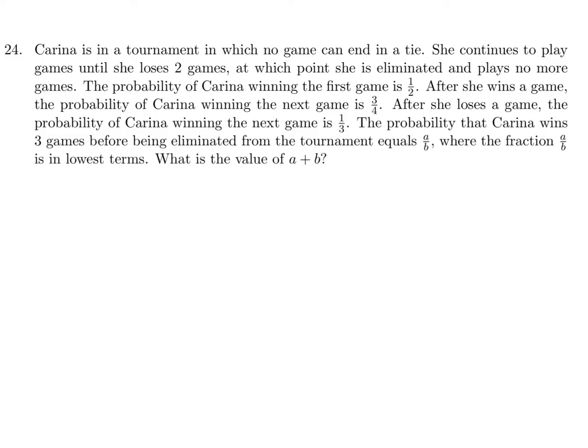Karina is in a tournament in which no game can end in a tie. She continues to play games until she loses 2 games, at which point she is eliminated and plays no more games. The probability of Karina winning the first game is a half. After she wins a game, the probability of Karina winning the next game is 3/4. After she loses a game, the probability of Karina winning the next game is a third. Probability that Karina wins 3 games before being eliminated from the tournament is equal to A over B, where the fraction a over b is in lowest terms. What is the value of a plus b?